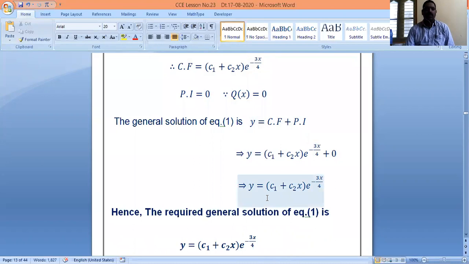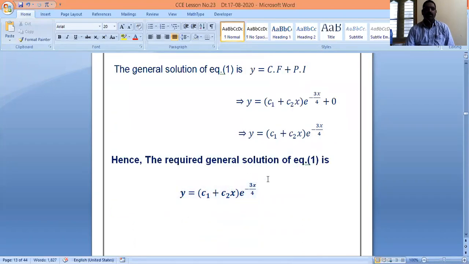That implies y is equal to (C1 plus C2x) into e power minus 3x by 4. Hence, the required general solution of equation 1 is y is equal to (C1 plus C2x) into e power minus 3x by 4.